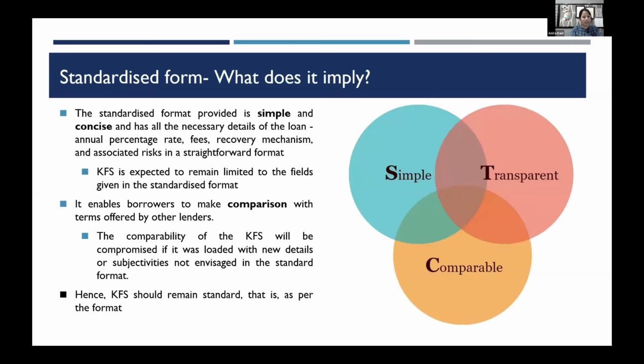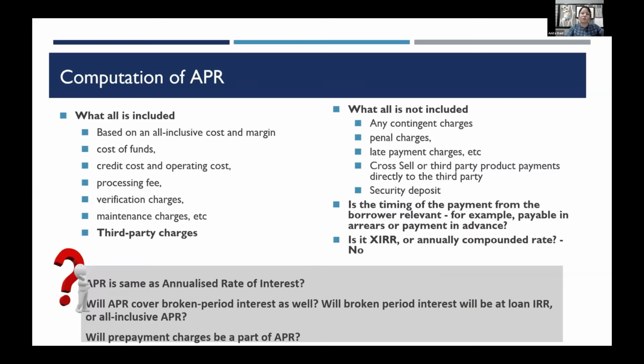And I think we have already discussed that the intent of the RBI is to make it STC, which is simple, transparent, and comparable. That is the purpose for which the KFS requirements have been introduced. So now we'll do the APR computation. Sir, maybe you can discuss this.